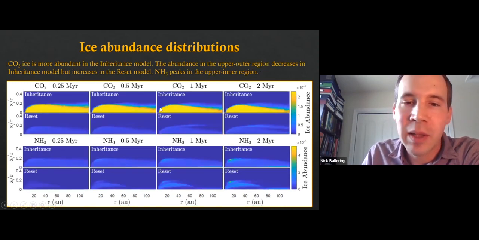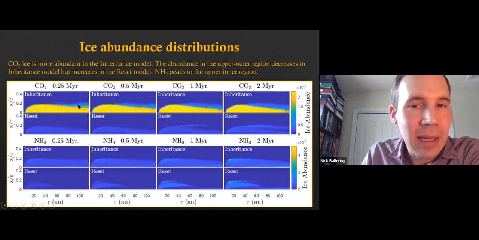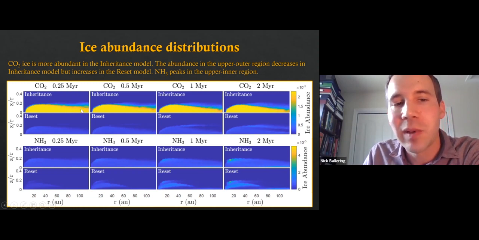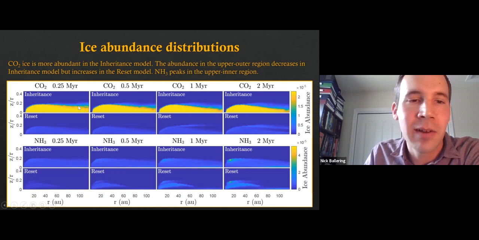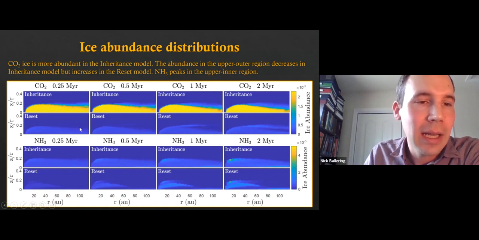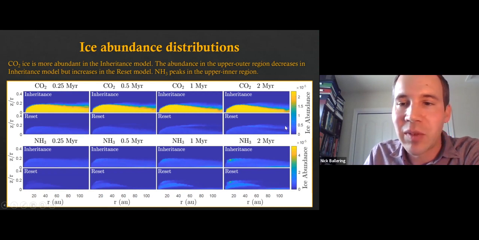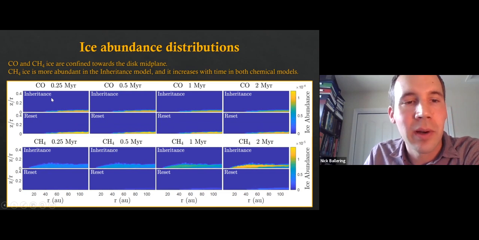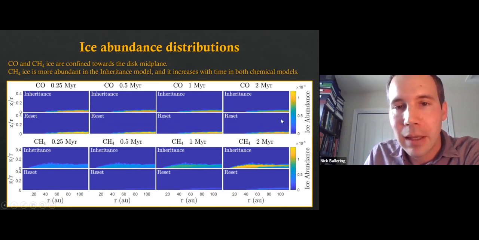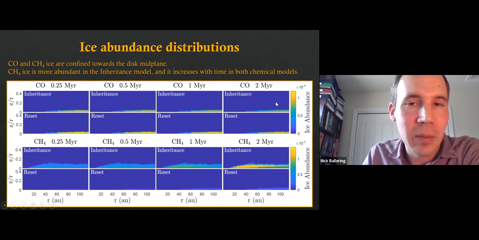The CO2 is also fairly broadly distributed. It's interesting that it does show some time variation, especially in its upper and outer region of the disk, which we expect to be where our observations are most sensitive. So in the inheritance model, this is decreasing in this upper and outer region, while in the reset model, actually, it's pretty empty at earlier time steps, and the amount of CO2 ice builds up at later times. Moving on, CO and methane are both much more concentrated towards the midplane. And so already we know that they're going to be harder to detect.